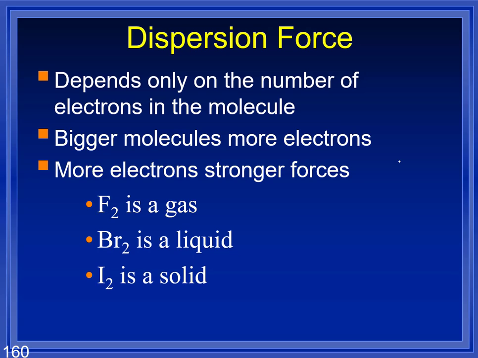Because F2 is trying to do it with 18 electrons, it's going to be able to do it a little bit. Bromine with 70 electrons is going to be able to do it better, so it's going to stick together better. Iodine with 106 electrons is going to do it even better, so good that you make a solid out of it. So the states of matter are affected by how big the molecules are. Big molecules tend to stick together better.